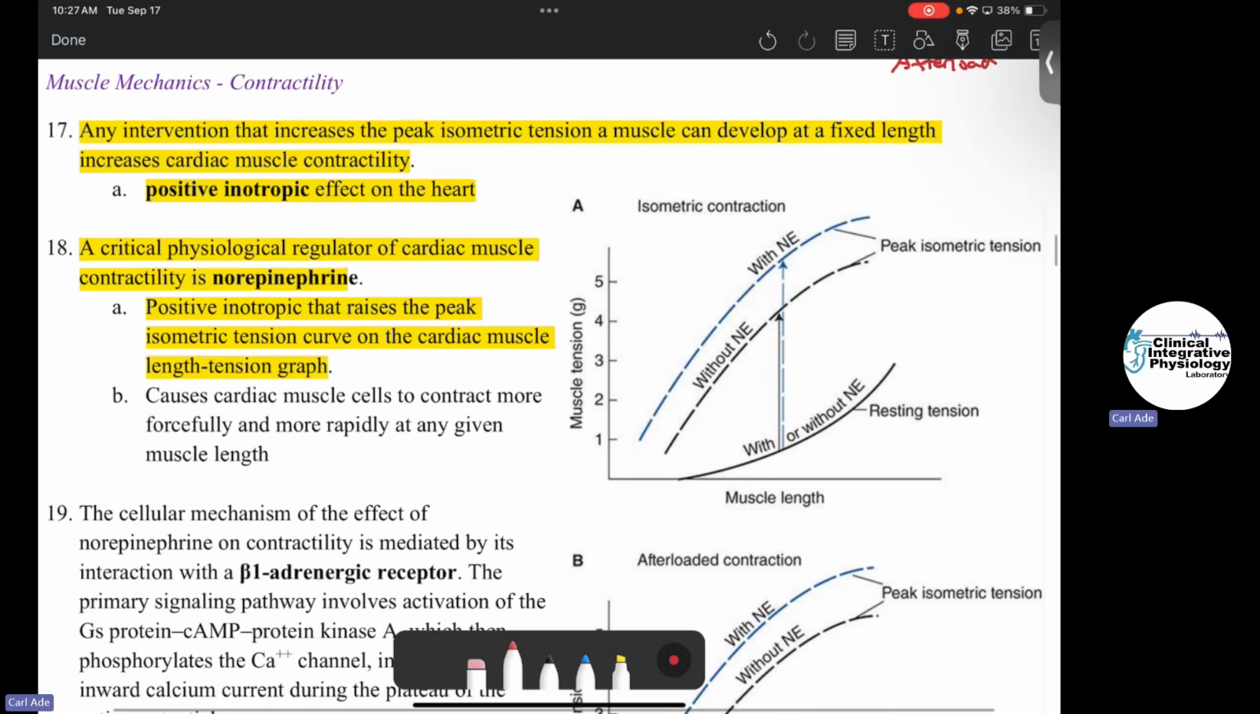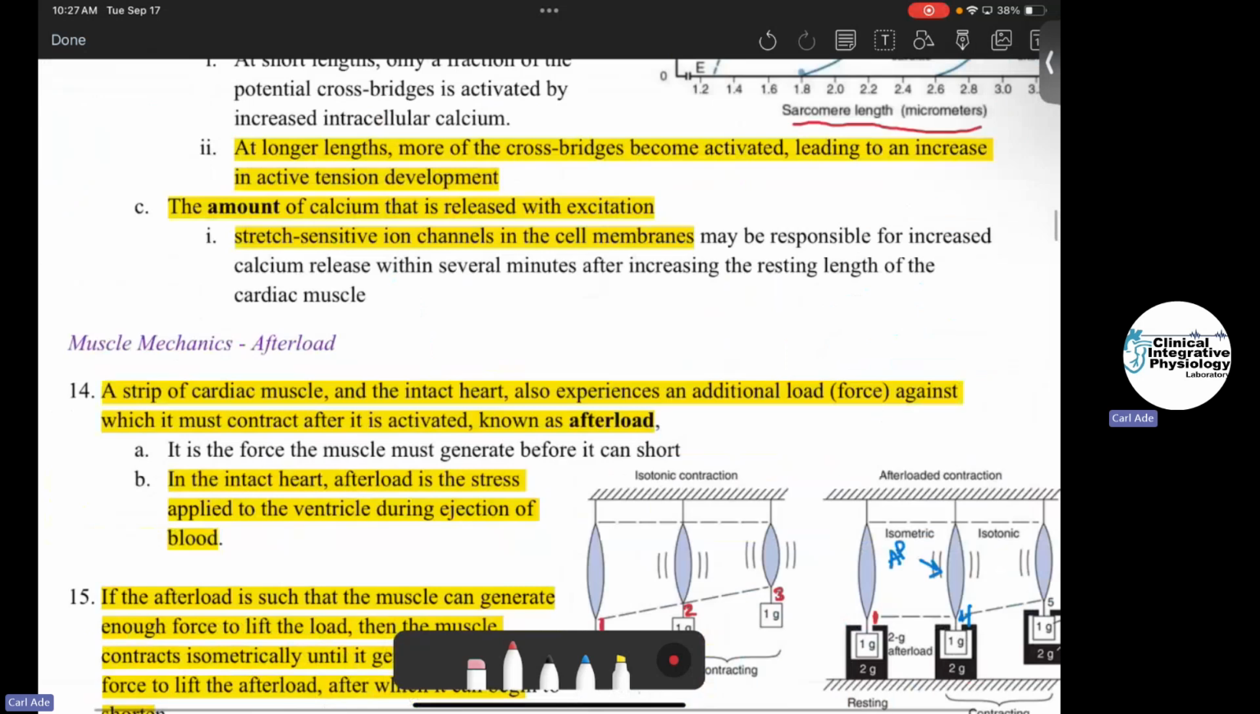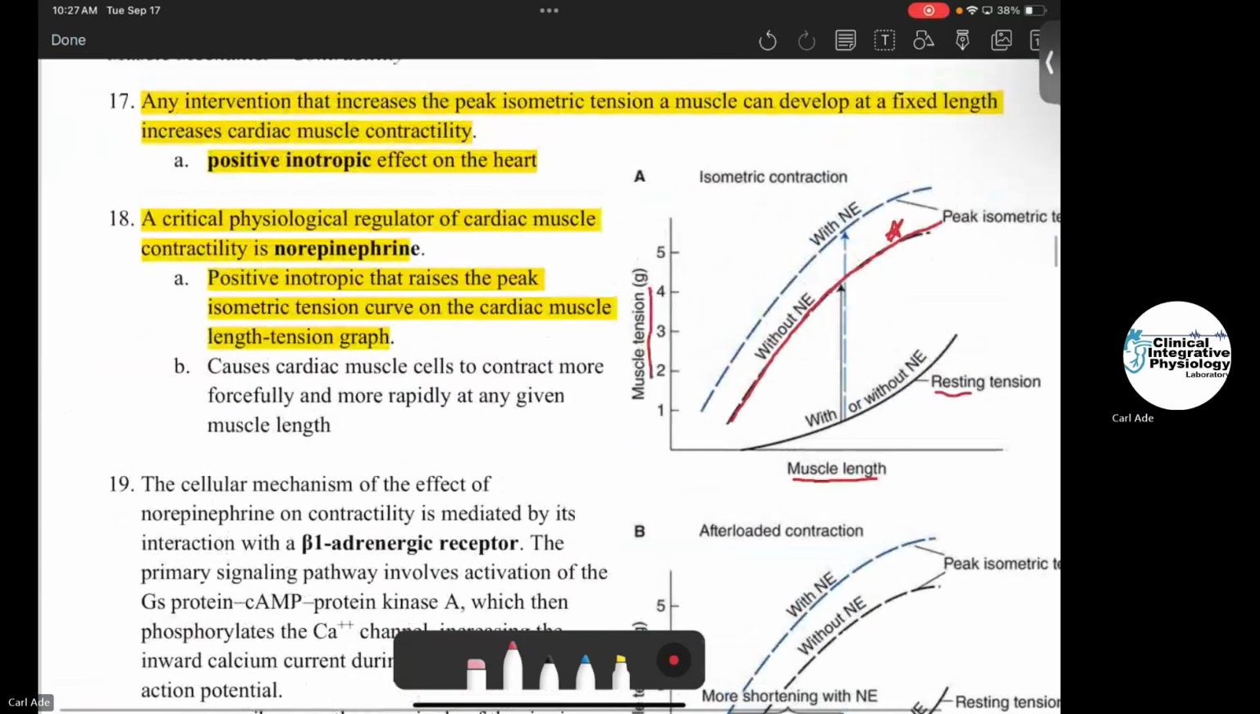So if we jump to my figure over here, here's our length, here's our tension, here's our resting tension. Notice resting tension doesn't care whether norepinephrine's around or not. So this is me just stretching it. But if I hit it, here's where we were before without norepinephrine. So I'm going to star this. That star is the same as that star, and the same as that star. Norepinephrine allows us to just generate more force. For any given stretch, any given muscle length, norepinephrine means we can generate more force.